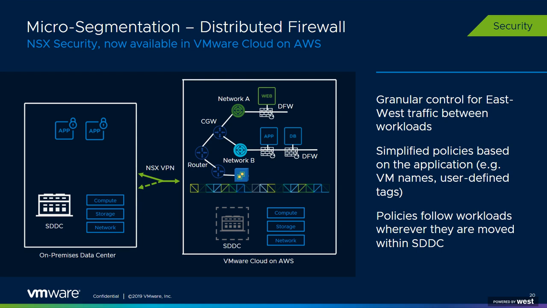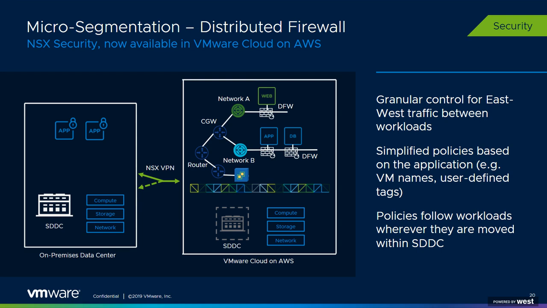And then as far as your hybrid connectivity between your on-premises environment and VMware Cloud on AWS, you do have the option where you can set up micro-segmentation or even distributed firewalls. So let's say you want to have granular control for your east-west traffic between your workloads, you can do so. If you want to even have simplified policies, which are based on applications, so let's say it's based on VMs, as far as the names of the VMs, or even user-defined tags, now you have the option to utilize micro-segmentation.